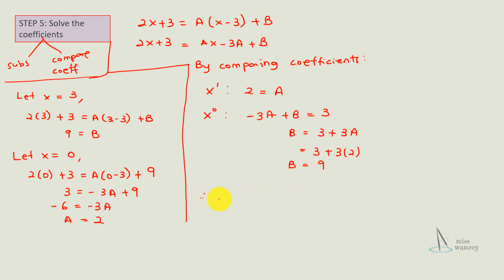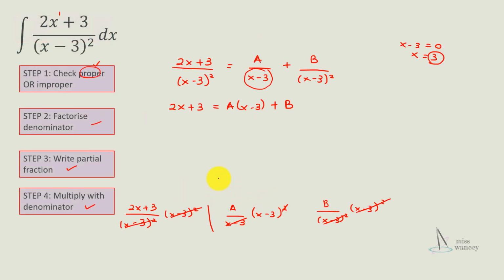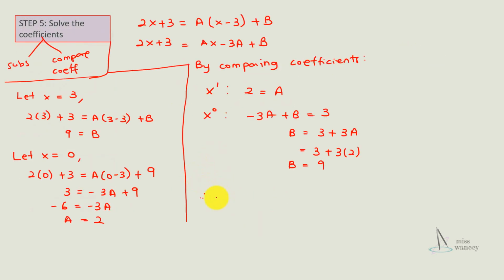So that means (2x + 3) over (x - 3) squared is 2 over (x - 3) plus 9 over (x - 3) squared.